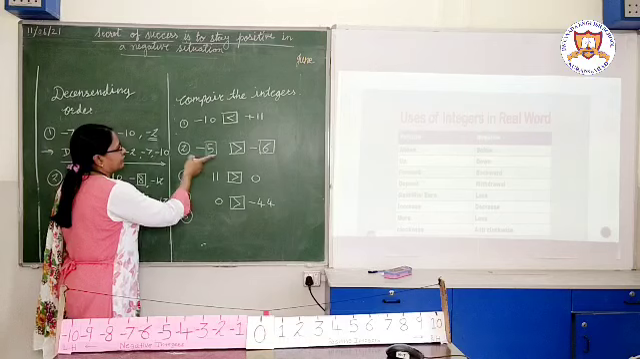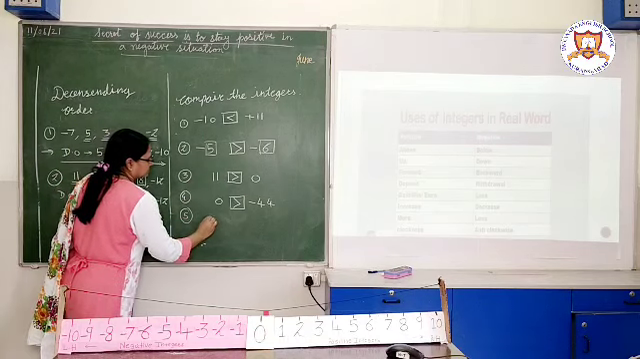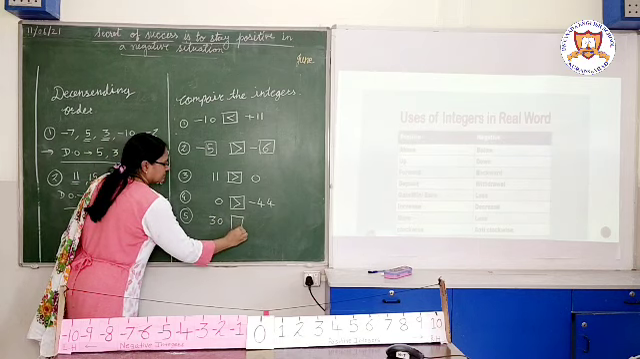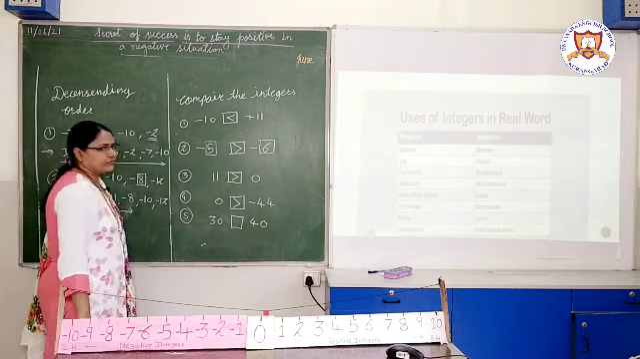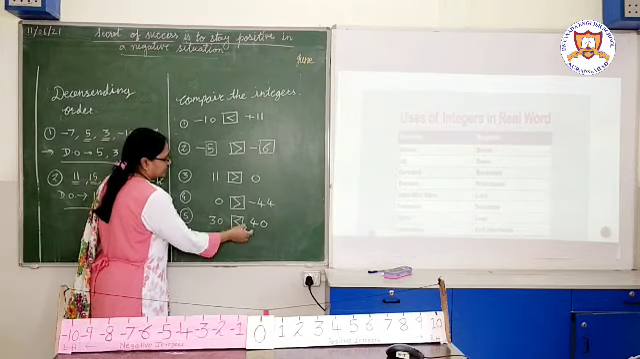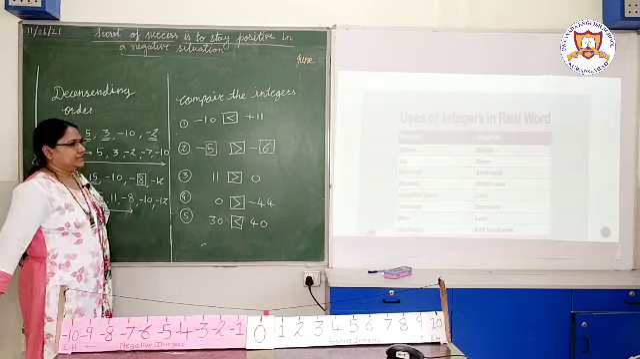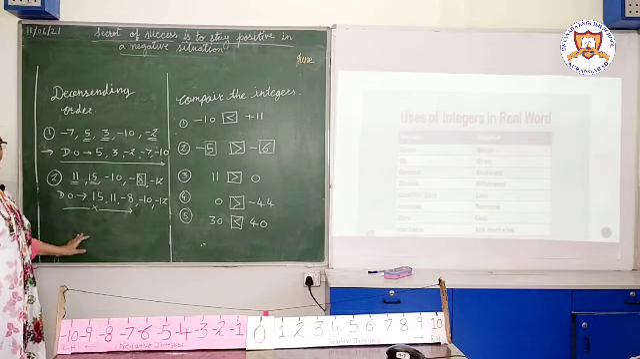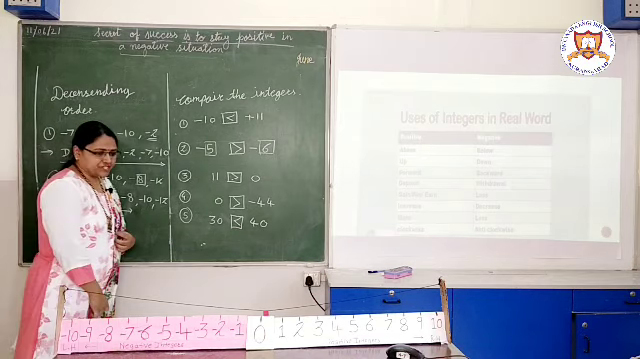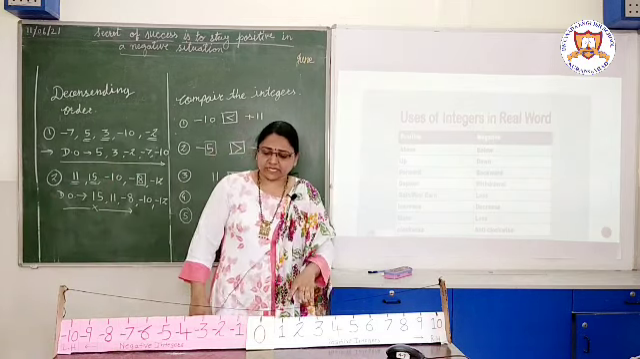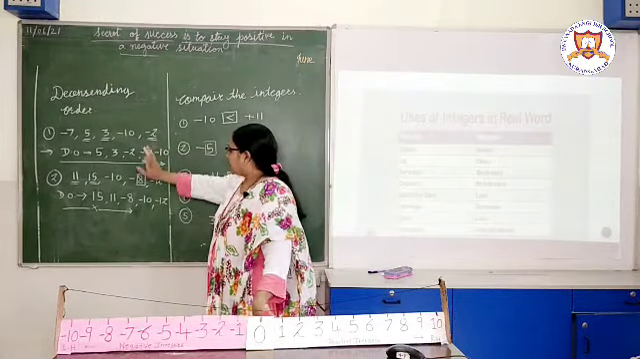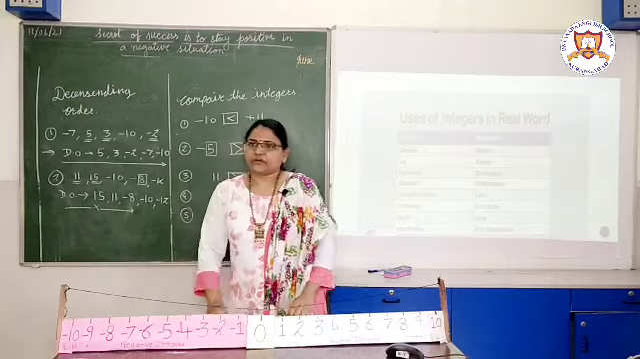Now if both are positive numbers, then we know that 40 is always greater than 30. So here 40 is greater than 30. Like this way, with the help of the number line, we can do addition, subtraction, multiplication, we can compare the numbers, and we can do ascending order and descending order also.